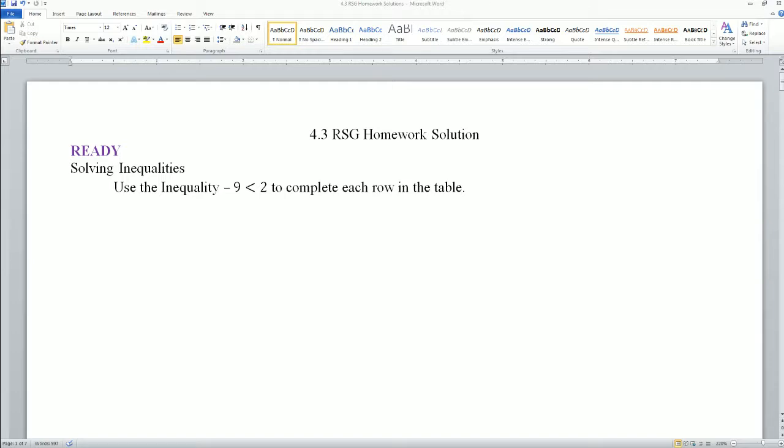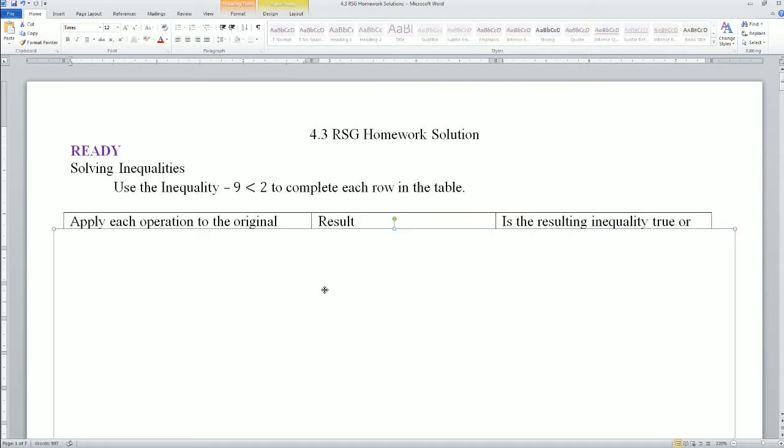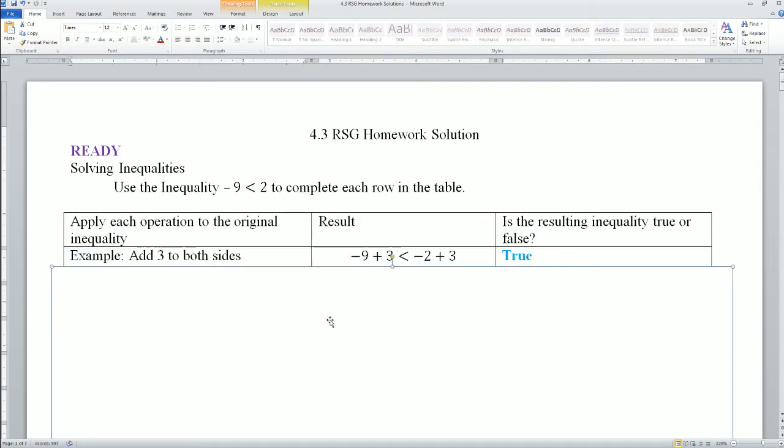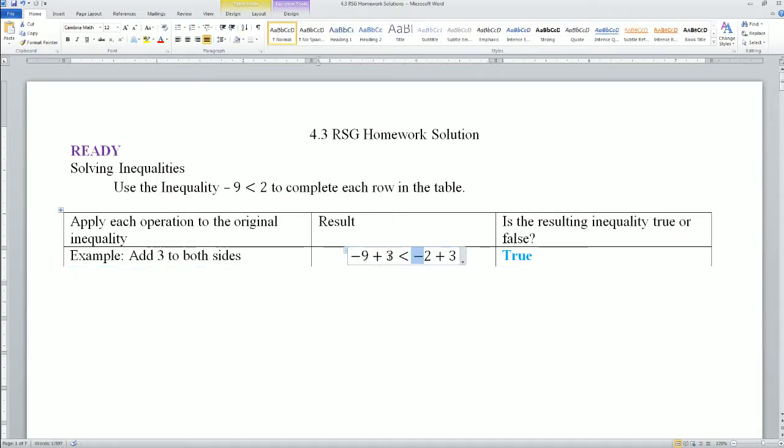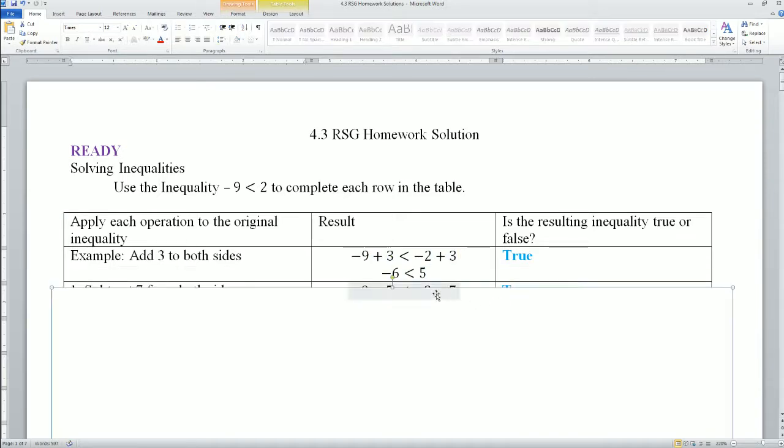The first part, Ready. You're going to solve the inequality. Using the inequality -9 is less than -2, complete each row in the table. First row, we have the example. You're going to add 3 to both sides. You start with the original, -9 on the left and -2 on the right. You apply the +3 to see if that's valid. It simplifies into -6 is less than 5. Is that true? Yes, that is true.